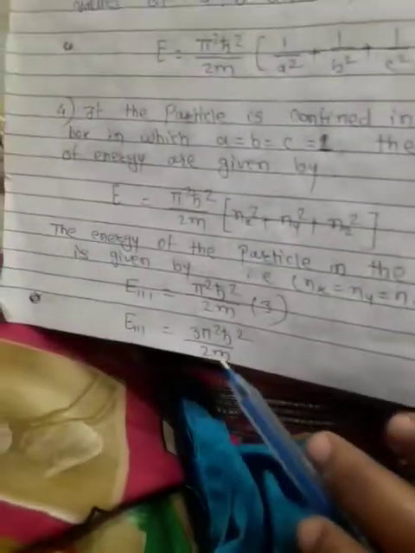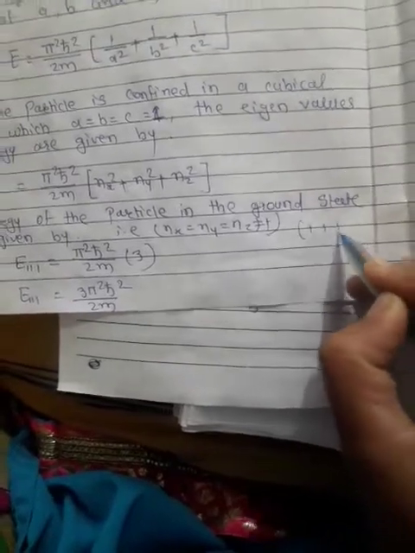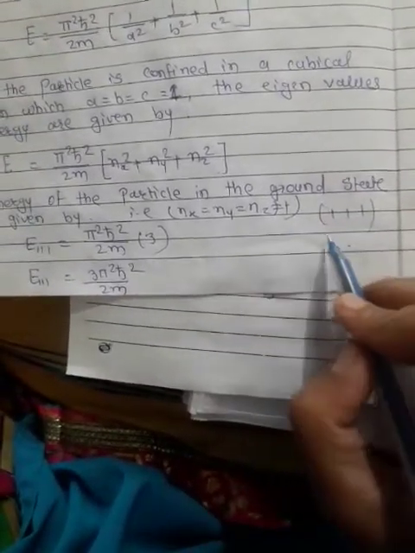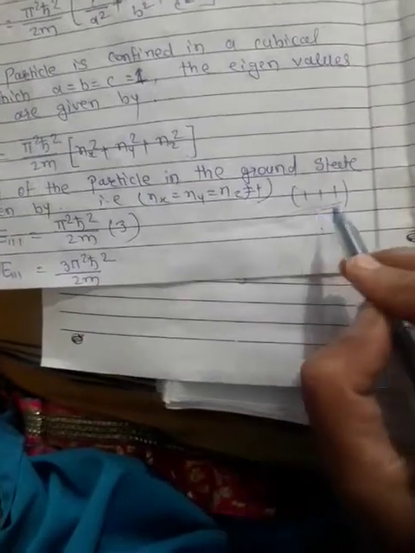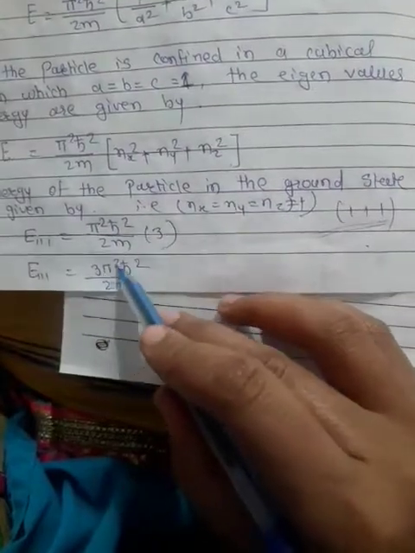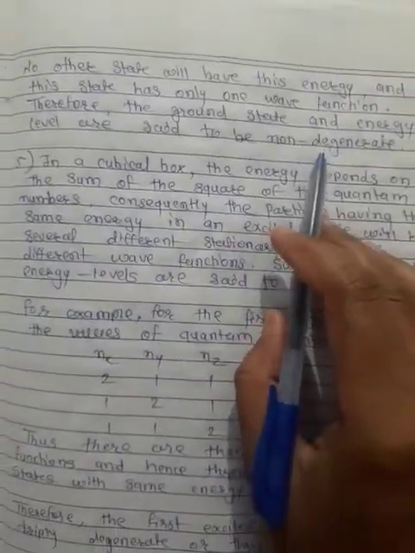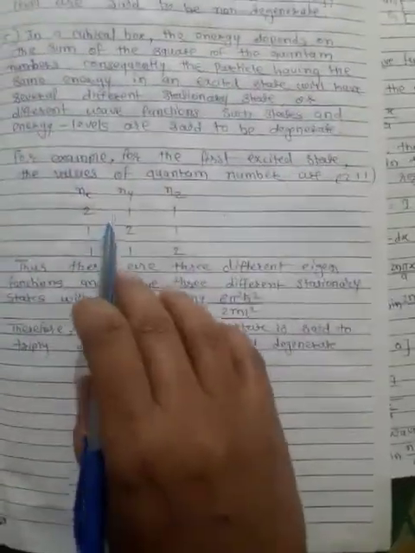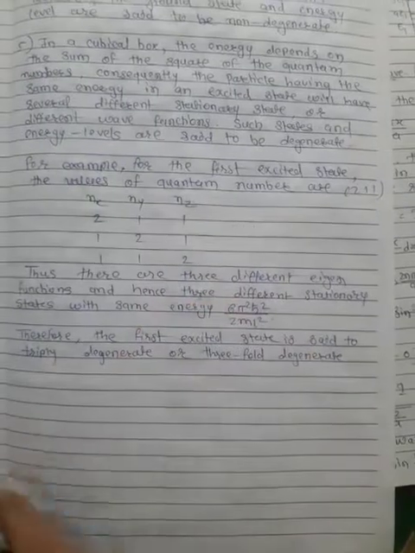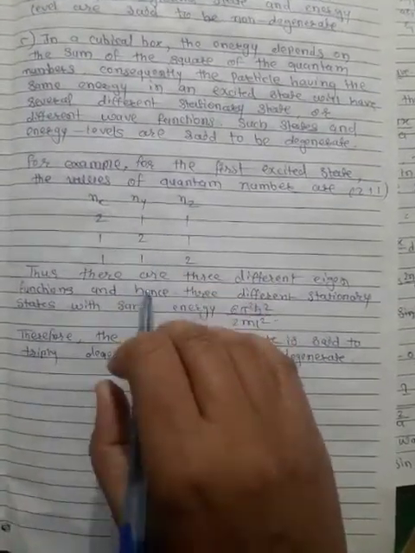In this case, there is only one possibility. Here the quantum numbers are 111, and there is only one possibility, and therefore it has only one wave function, having only the energy 3 pi square h cross square upon 2m l square, and therefore it is called non-degenerate. Here we define the ground state energy as non-degenerate, but in this other case there are three wave functions having the same energy, therefore it is called threefold degeneracy.